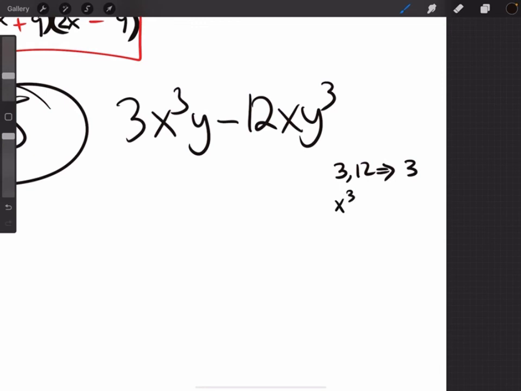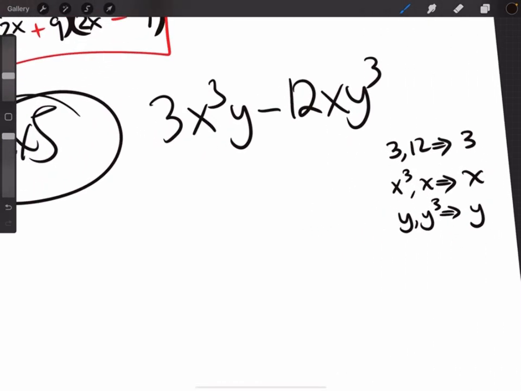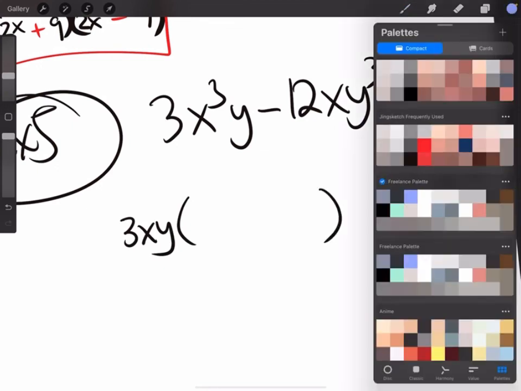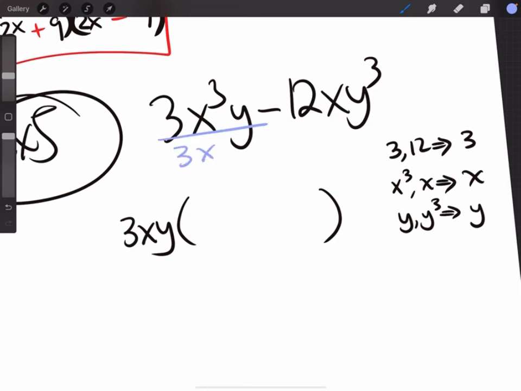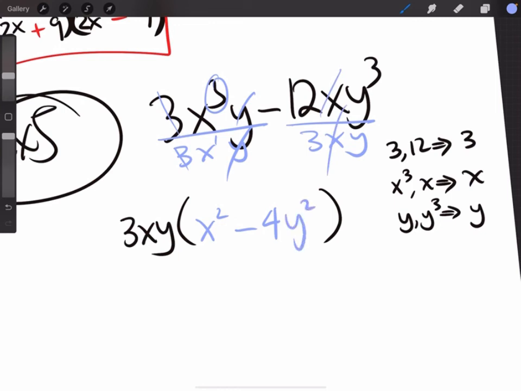Between x cubed and x, x is the greatest common factor. y and y cubed, y is. So your answer is 3xy. 3xy is on the outside, remaining factors on the inside. And so you divide off the remaining factor, 3xy. Okay, there you go. 3, that's done. You get x squared, 3 minus 1, that's x squared. The y cancels out. 12 divided by 3, that's 4. x cancels out. And then that will be y squared.